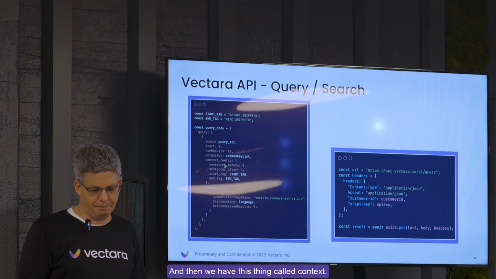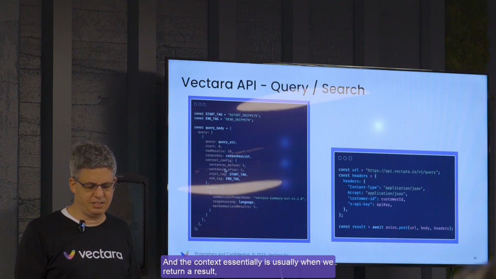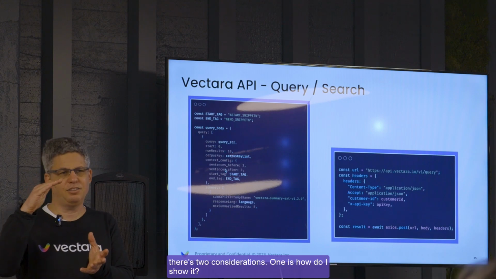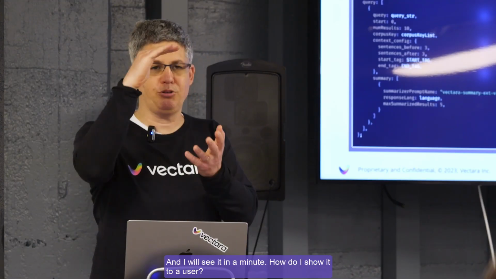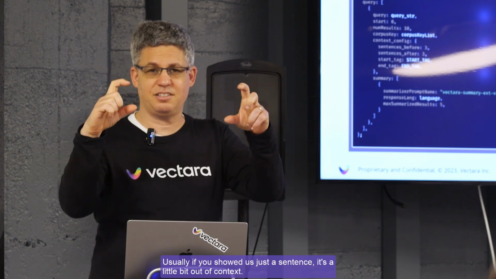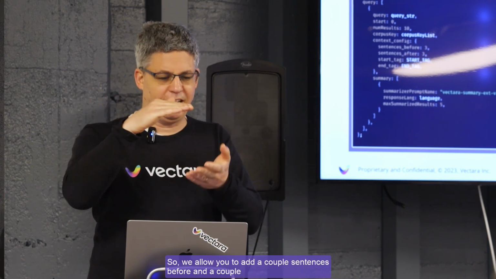And then we have this thing called context. Usually when we return a result, there are two considerations. One is, how do I show it to a user? We'll see that in a minute. Usually if you show just a sentence, it's a little bit out of context.